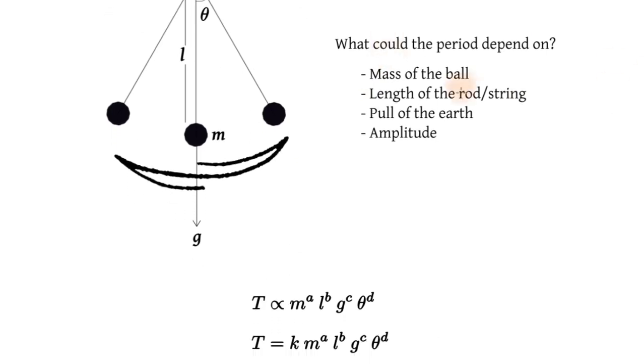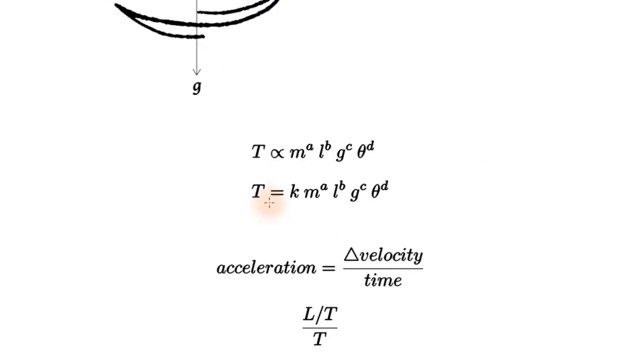So once we have this analysis, we can say that the period is proportional to some power of mass times some power of length times some power of g times some power of theta. In other words, T is equal to K times this term. So what we have is two quantities which are being equated, and so from our key idea, both of them need to have the same dimensions.